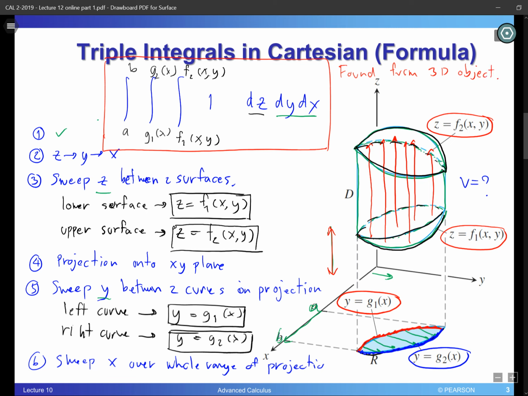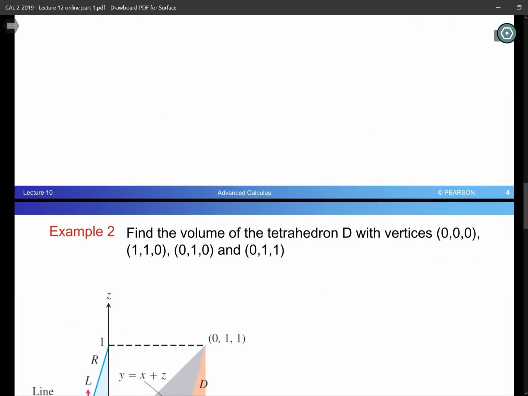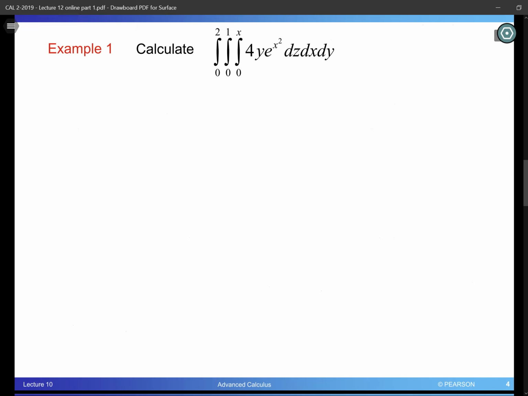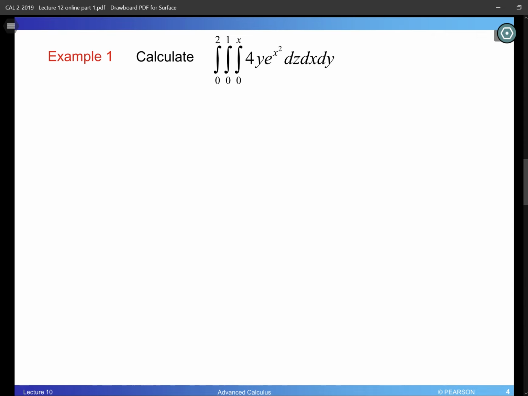Okay, now that we know about this technique, about this guideline, we can do some examples. So let's move to some examples here. We have maybe 3 examples today. So let's start with the first one, example 1. Now we can see here that this is a triple integral, and what we are looking at here is f(x, y, z).